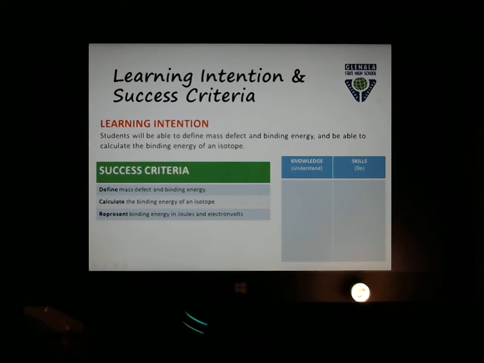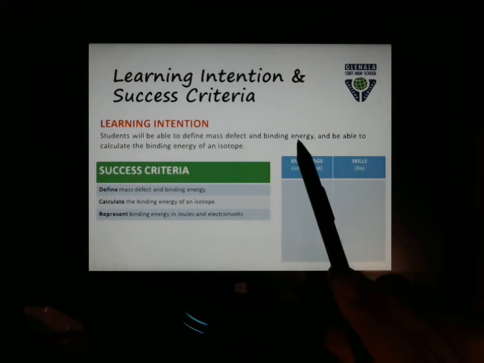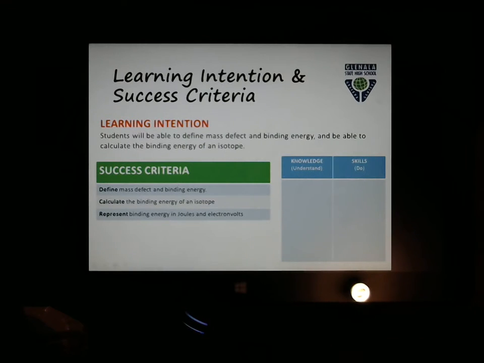Alright, so having a look through here, there's a few new terminology. We've got this one, mass defect and binding energy. One of the requirements is that we're able to define this. Binding energy is something we can calculate, so there's our next success criteria. We need to calculate the binding energy. And finally, we need to be able to represent this energy value both in joules, which we're kind of used to, and electron volt. So there's a new unit that's going to appear here.